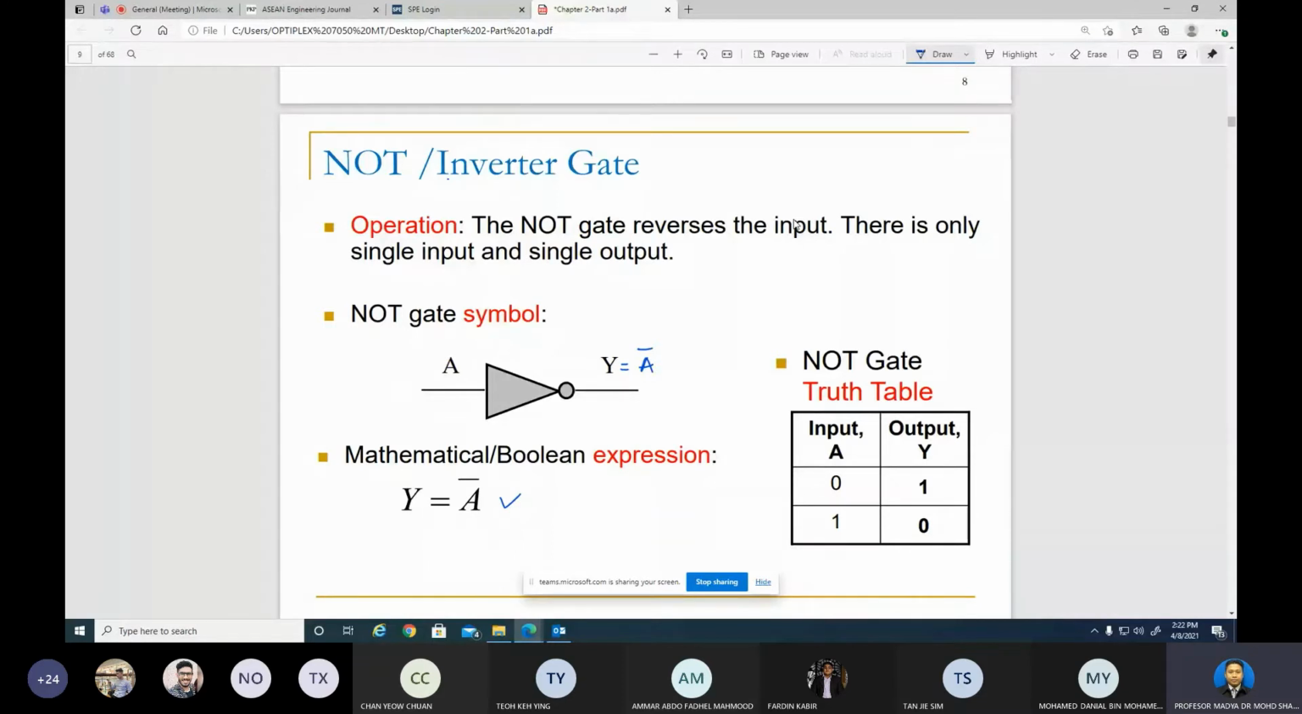And then this is the truth table. We list the possibilities of input and output. For example, if input A is 0, the output will be 1. If the input is 1, the output will be 0. That's for the NOT gate.